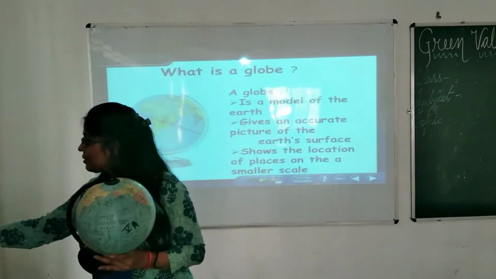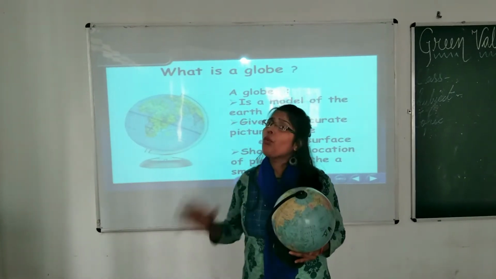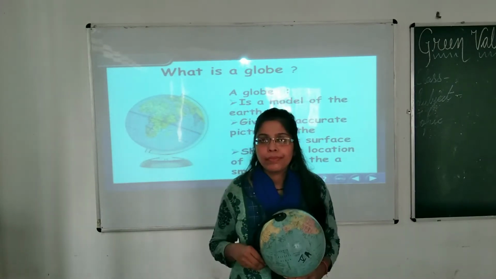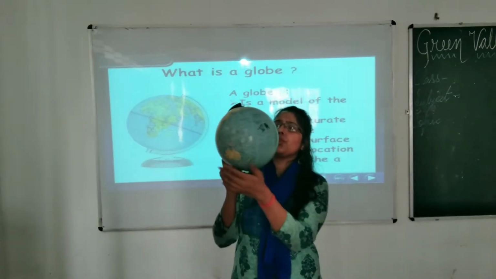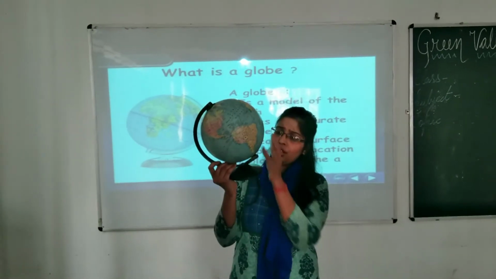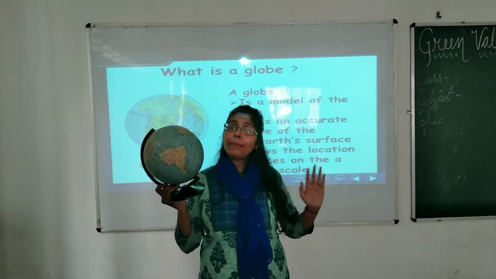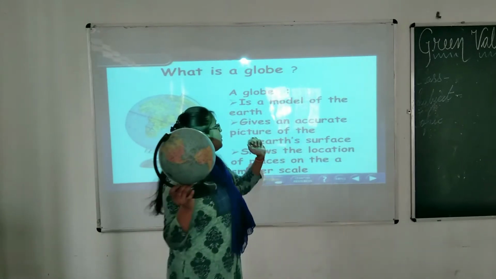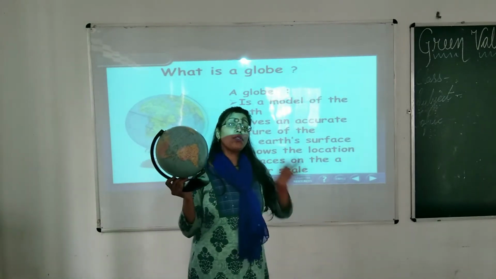Now let us see, what is a globe? As I told you all, a globe is a model of Earth. Here you will see different countries, oceans, continents in this globe. So first of all, a globe is a model of Earth. A globe represents Earth. So it is a model of the Earth. It gives an accurate picture of Earth's surface.